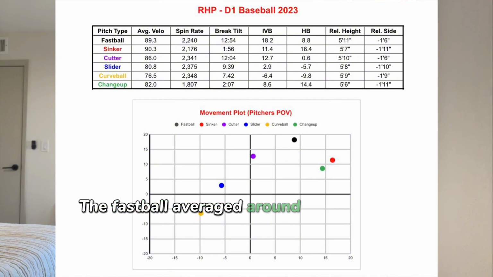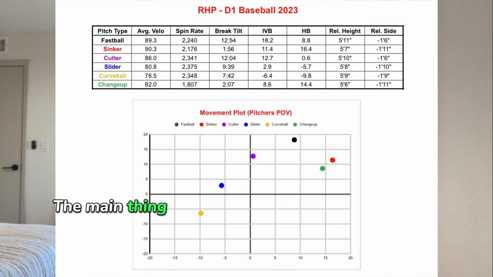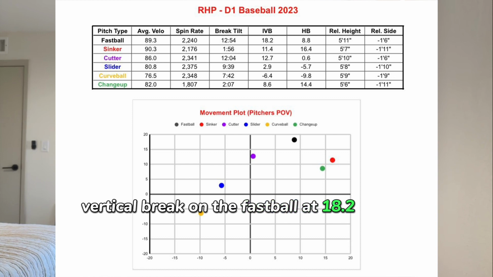The fastball averaged around 89 to 90 miles an hour, the slider around 81, and the curveball at 77. The main thing that jumps out to me is the induced vertical break on the fastball at 18.2 inches.